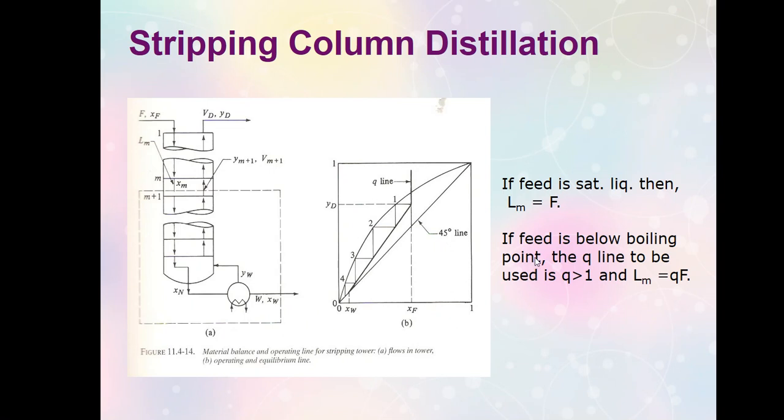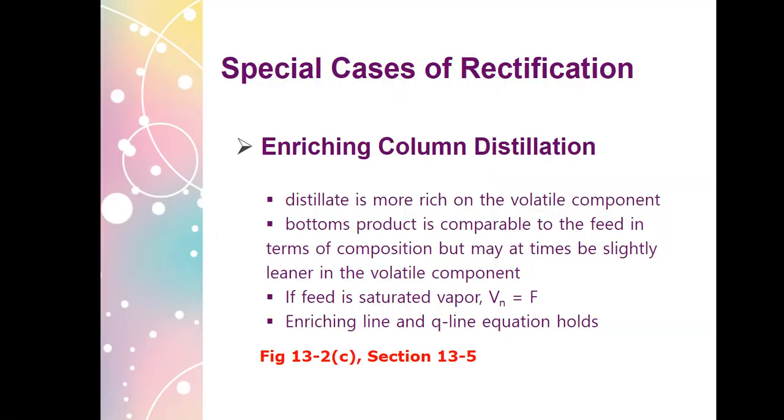Now, if the feed in this case is below the boiling point, that is, it's not saturated, the Q line to be used is Q greater than 1. And in this case, the LM is equal to QF. But most of the time, in the case of stripping column distillation, the feed is really saturated liquid. If we have stripping column distillation, we also have enriching column distillation. The same principle applies, only that this time your column is only the upper portion. It does not have the stripping section. It only has the enriching section.